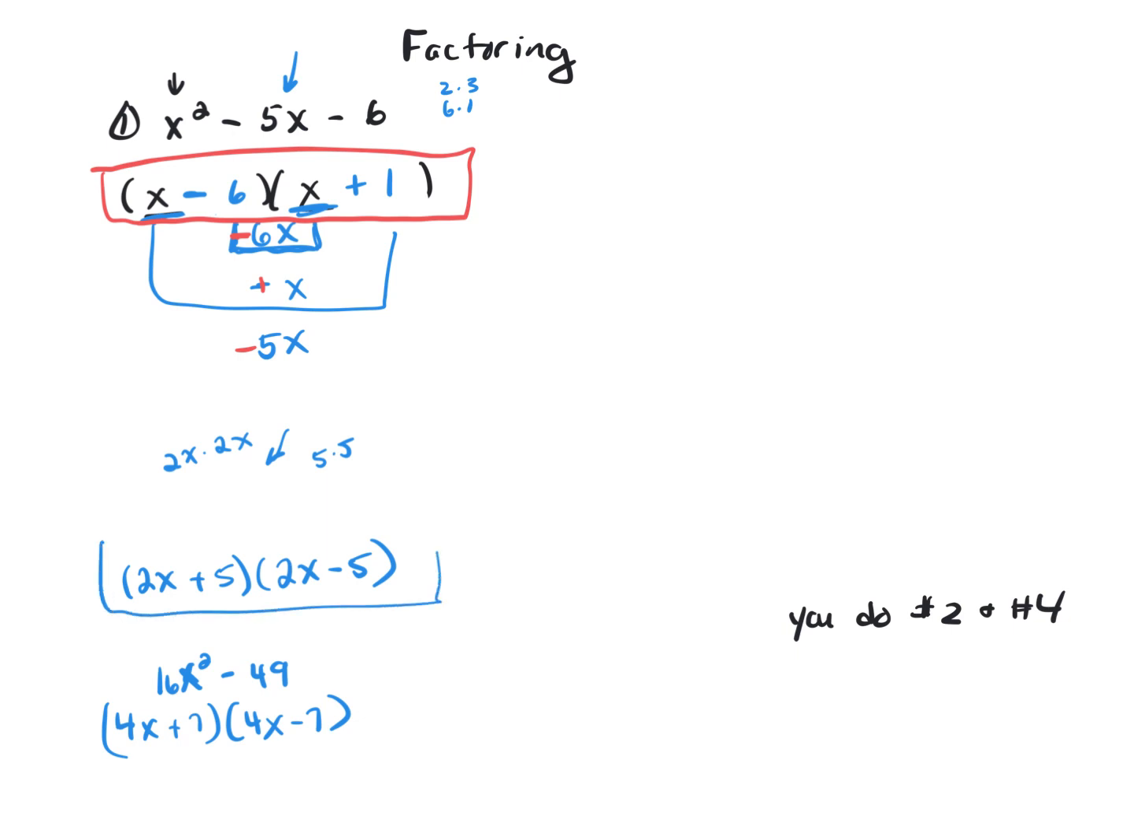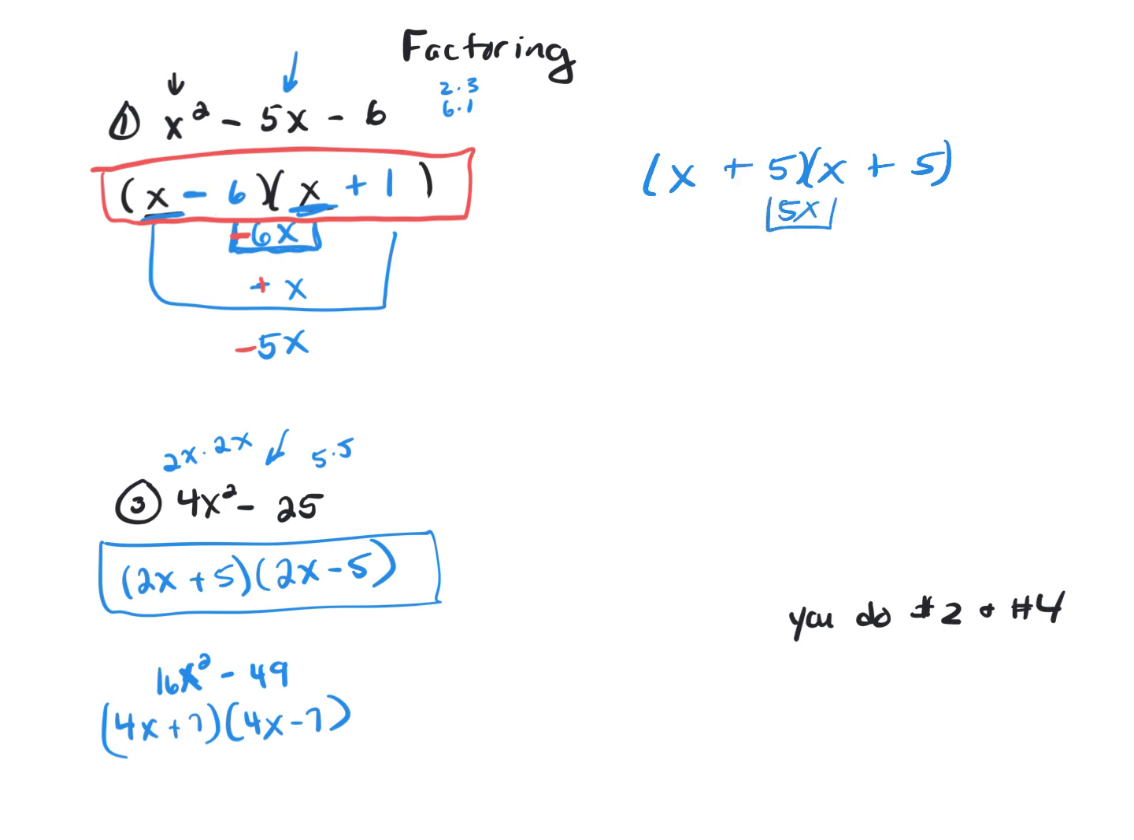All right, let's look at number 5. If it will factor into 2 binomials, this must be x and x. And 25 is 5 and 5. Check your middle term. 5x, 5x, 10x. So it factored into the same binomial twice, x plus 5 times x plus 5.